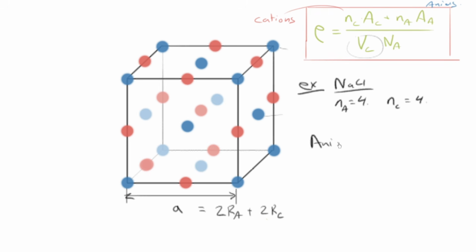The anions do not touch along face diagonals. Sorry about that. They do not touch on face diagonals, as they do for FCC.